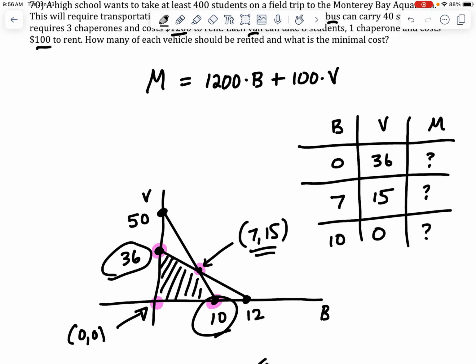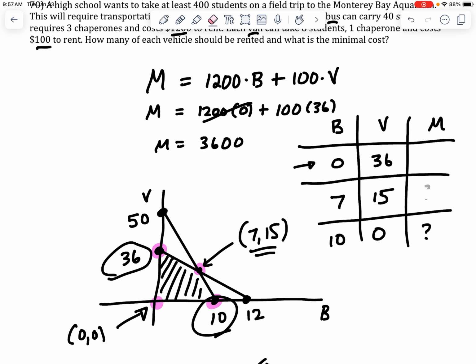So for the first one right here, if you substitute a 0 for B, that means we would have 1,200 times 0 plus 100 times the vans, 36. And then this would be 0. And so the amount of money will be 36 with 2 zeros at the end. So then I can fill in these question marks. So the first one is $3,600.